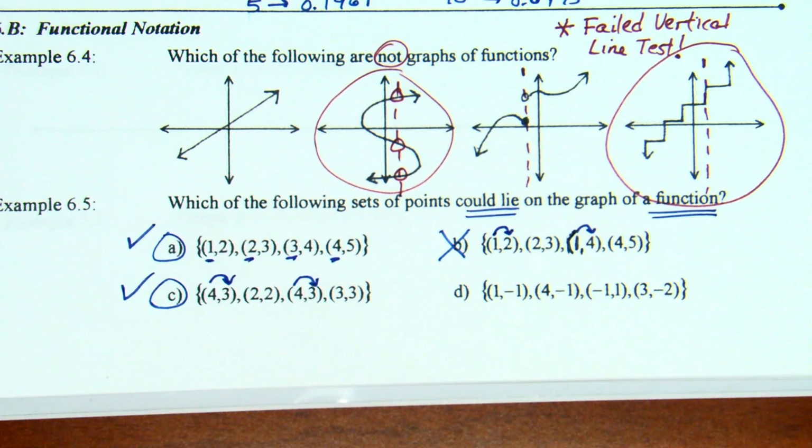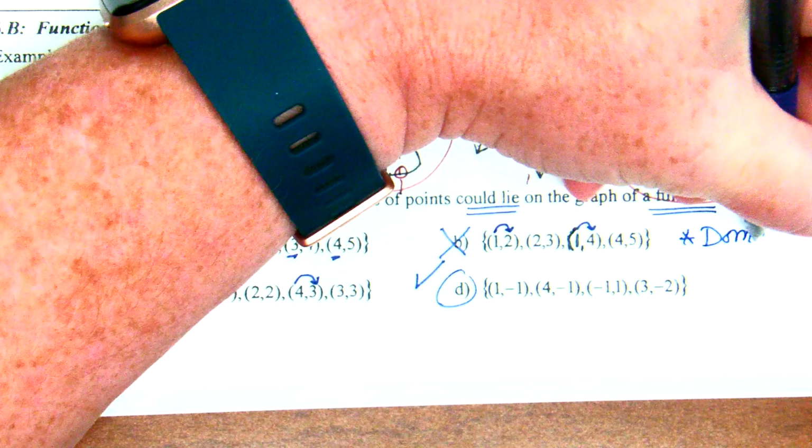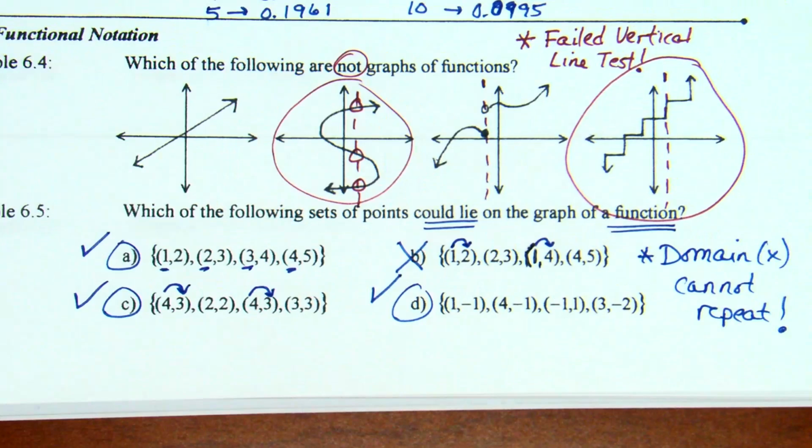D is a function, right? All my x values are different. So the catch here is that we needed the domain, in other words, the x values cannot repeat. So if you want to write yourself a little note about how we determined function versus not function, it's because the domain cannot repeat. Again, that's like Algebra 1 stuff, right? It's just a matter of pulling it out of the Algebra 1 portion of your brain that is buried.